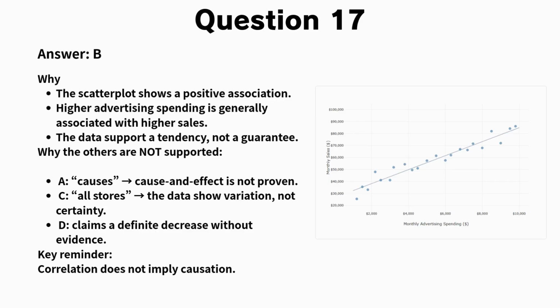Choice D claims, reducing advertising spending will decrease sales. This makes a definite prediction without evidence. The data doesn't show what happens when spending decreases. Choice B is correct because it uses the word "tend," which indicates a general pattern or tendency rather than claiming absolute causation or certainty. Here's the key reminder. Correlation does not imply causation. Scatterplots can show associations and trends, but they cannot prove that one variable causes changes in another.